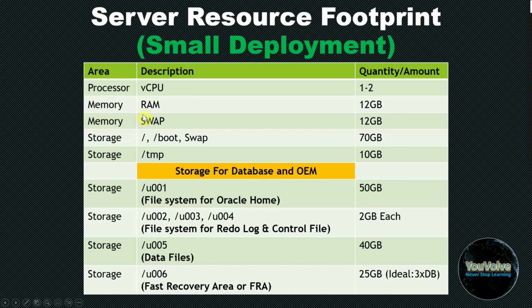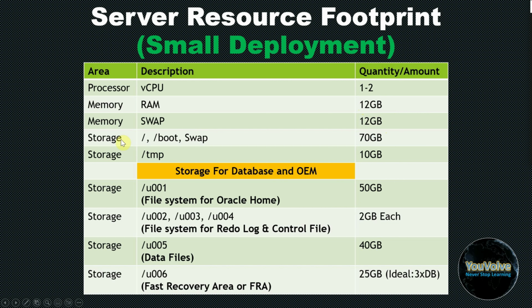Next, the swap. As per the Oracle recommendation, swap size should be calculated based on the size of the physical memory or the RAM, where for a RAM size between 1 to 2 gigs, the swap size should be 1.5 times the RAM size. For a RAM size between 2 to 16 gigs, the swap size should be equal to the RAM size. And for a RAM size over 16 gigs, the swap size should be 16 gigs. So in our case, the swap size will be 12 gigs because our RAM size is also 12 gigs.